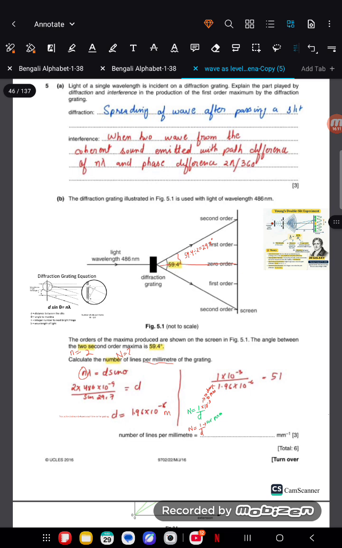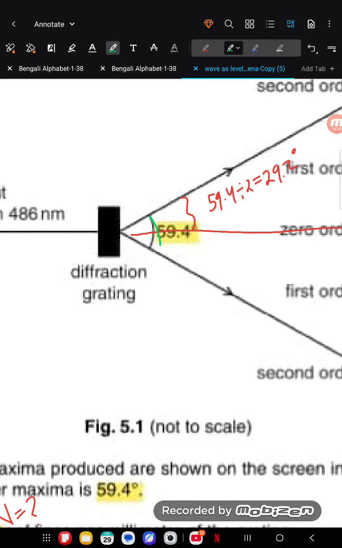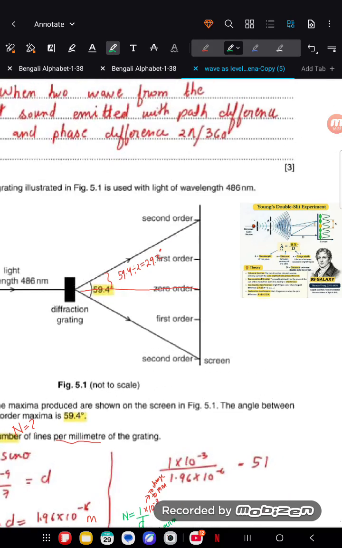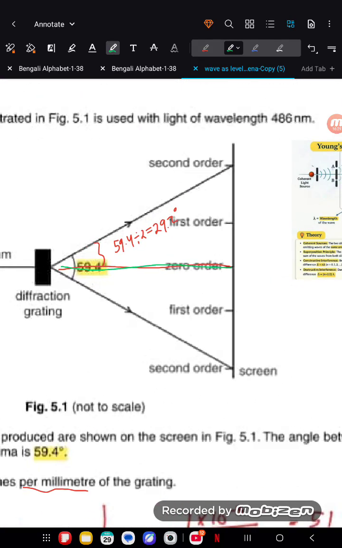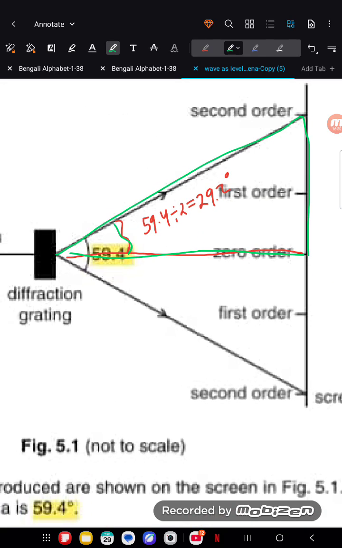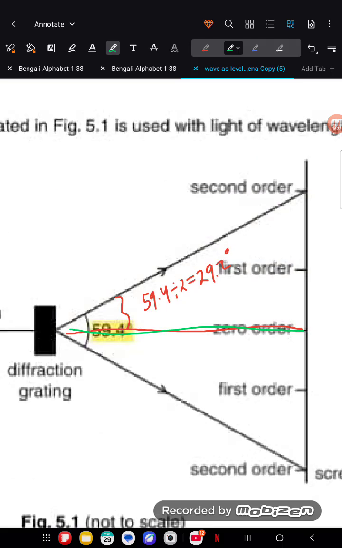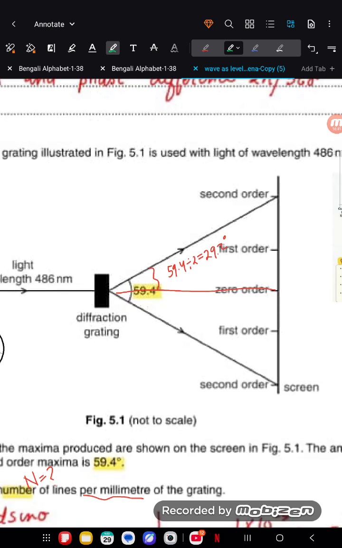Okay, this is May June 2022, question number 5. See here again in this question, they have given the full angle, but what we need is the angle from the zero order. In this right angle triangle we need this much angle. So if they are giving you the full angle, you cannot take the full angle. So 59 we divide by 2, we got 29.2. In sine theta we can take this angle, we cannot take 59. 59 is the full angle they are giving you.